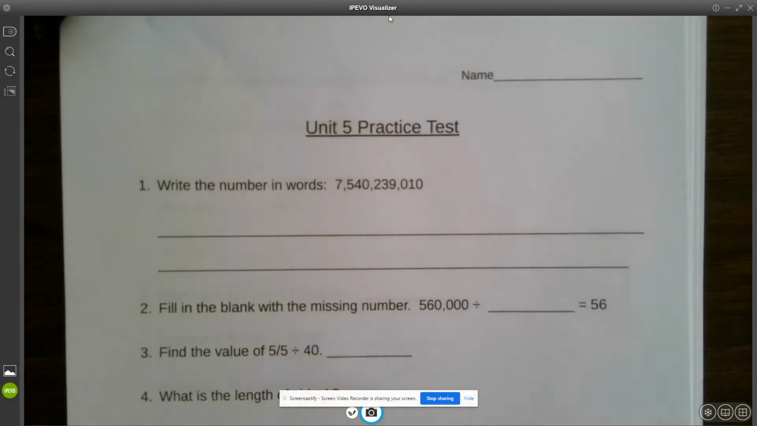Hi boys and girls, today I'm going to show you how to complete the Unit 5 practice test in case you would like to study before our test on Friday.